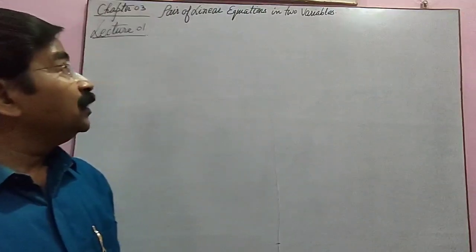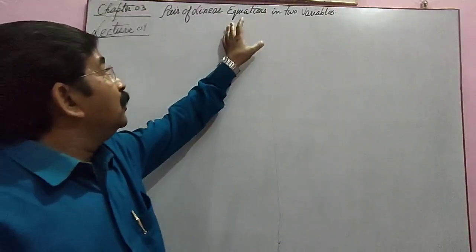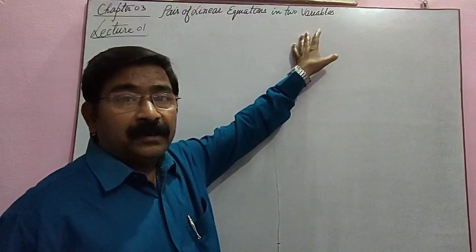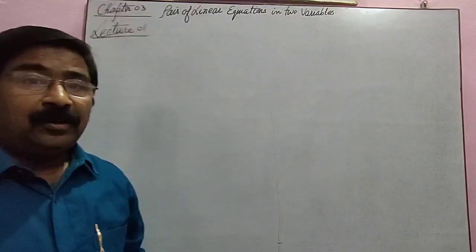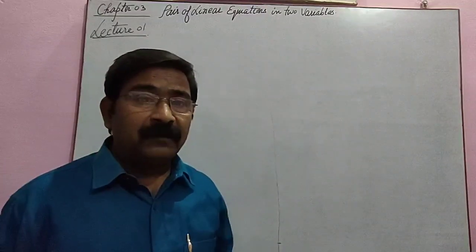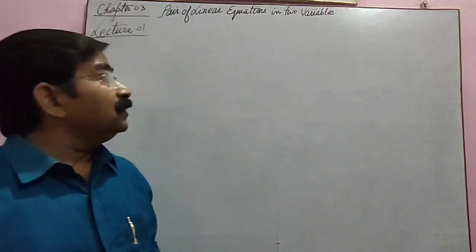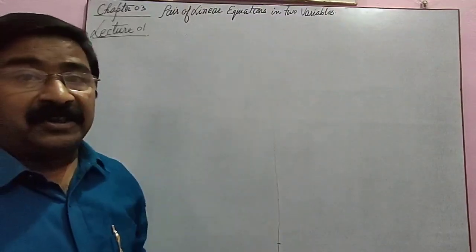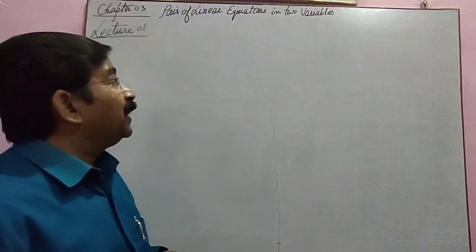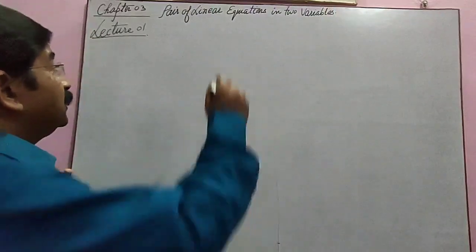In class 9th, you have been taught about linear equations in two variables and you had plotted the graph there. You have got some solutions of the equations. Here we are given two equations simultaneously, like I am writing the general equation.